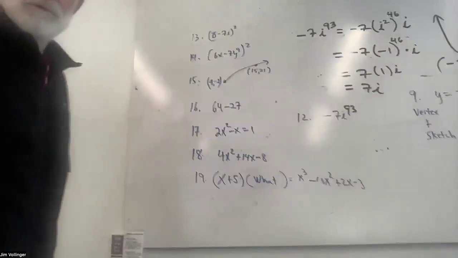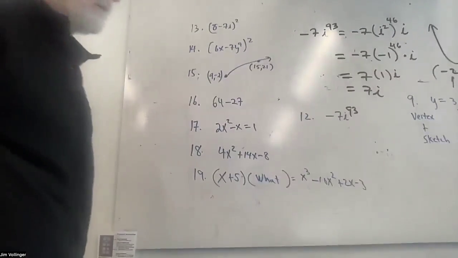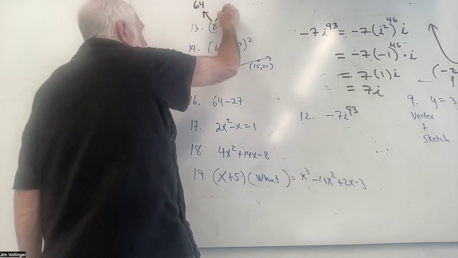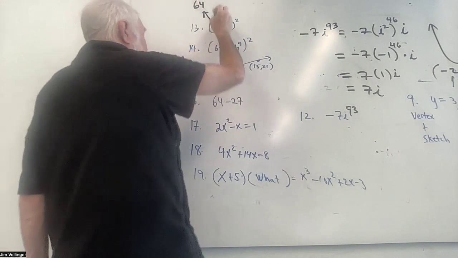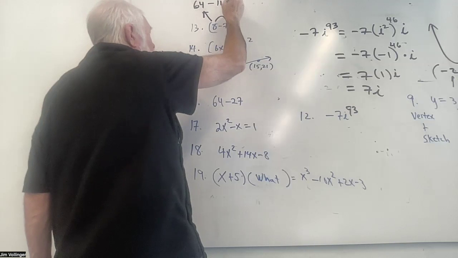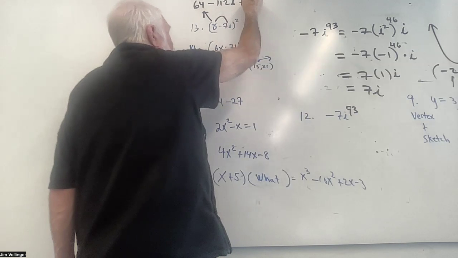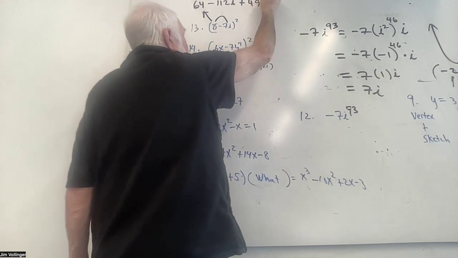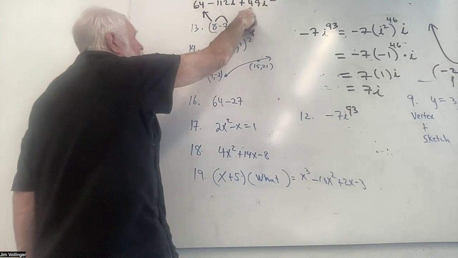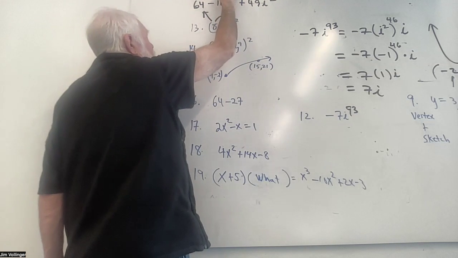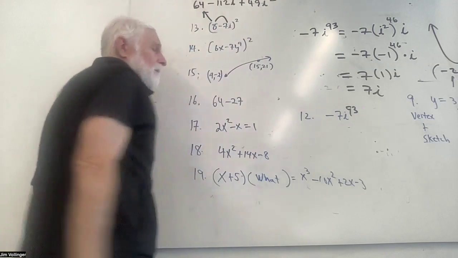Okay, we're on problem 13, a binomial square. So we've got to square the first term. We've got to double that product. Minus 56 doubled is minus 112i. And we've got to square the last term, which is 49i squared. And I know what i squared does to 49. It makes it minus 49. So I've got 15 minus 112i.